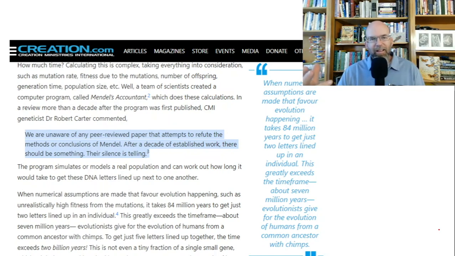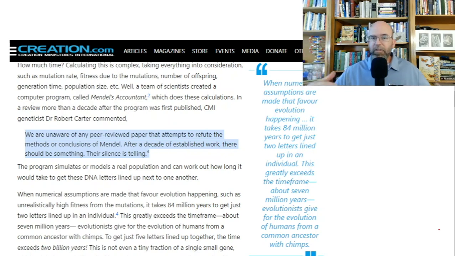So I'm going to come back over and over again to this quote by Carter, and we're going to go to Carter's paper and look at this quote, because this is what I want to deal with: this idea that there hasn't been any peer review of Mendel's Accountant. What does that mean? Is that really true? And even if it's true, is it relevant? But let's just go on a little bit farther with Batten's comments to get a flavor of what he thinks the problem is.